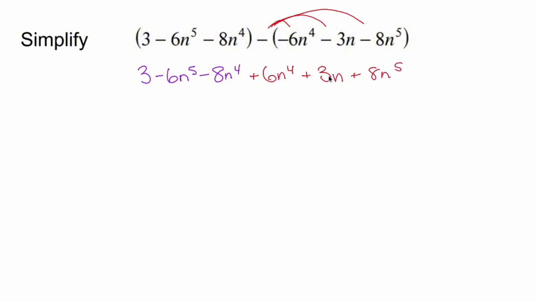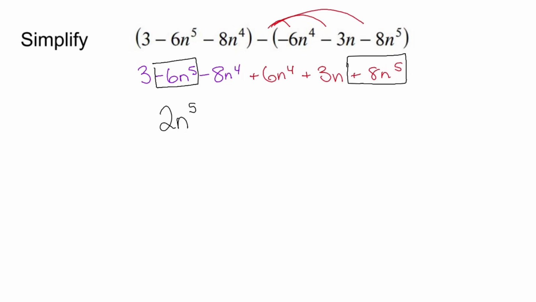Now we have like terms floating around all over the place. So let's start with the highest degree and choose negative 8n to the 5th, 6n to the 5th, my bad, negative 6n to the 5th. Negative 6n to the 5th is like terms with positive 8n to the 5th, and so those guys combine. 8n to the 5th minus 6n to the 5th is 2n to the 5th. Add the coefficients, keep the n to the 5th.